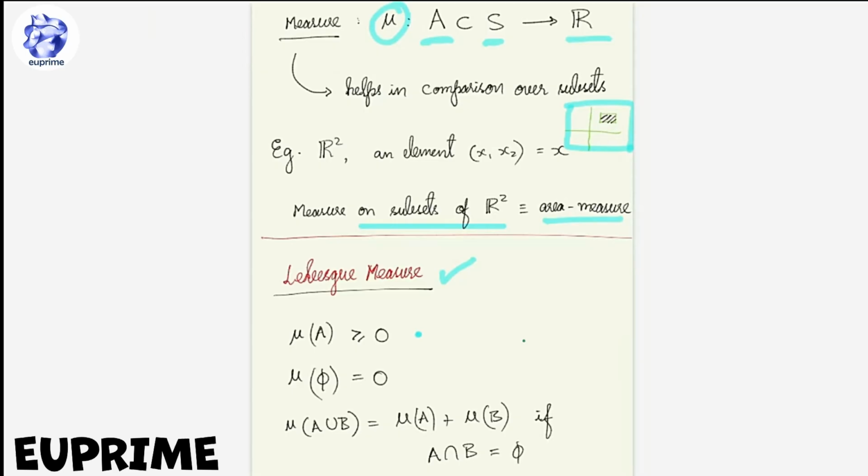If you say my mobile phone is 5 inches in length, it makes sense. There is no meaning in saying my mobile phone is minus 5 inches. So all notions of measure that we see on a daily basis are positive or non-negative. The measure of a null set is zero.